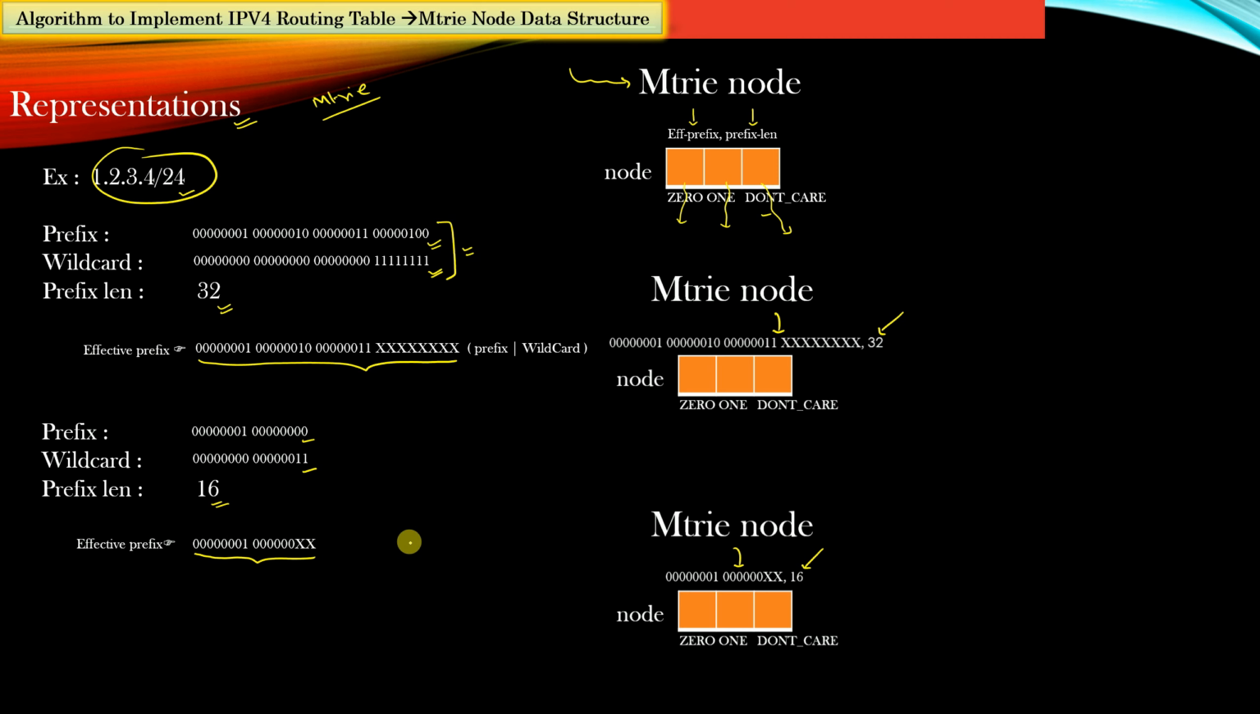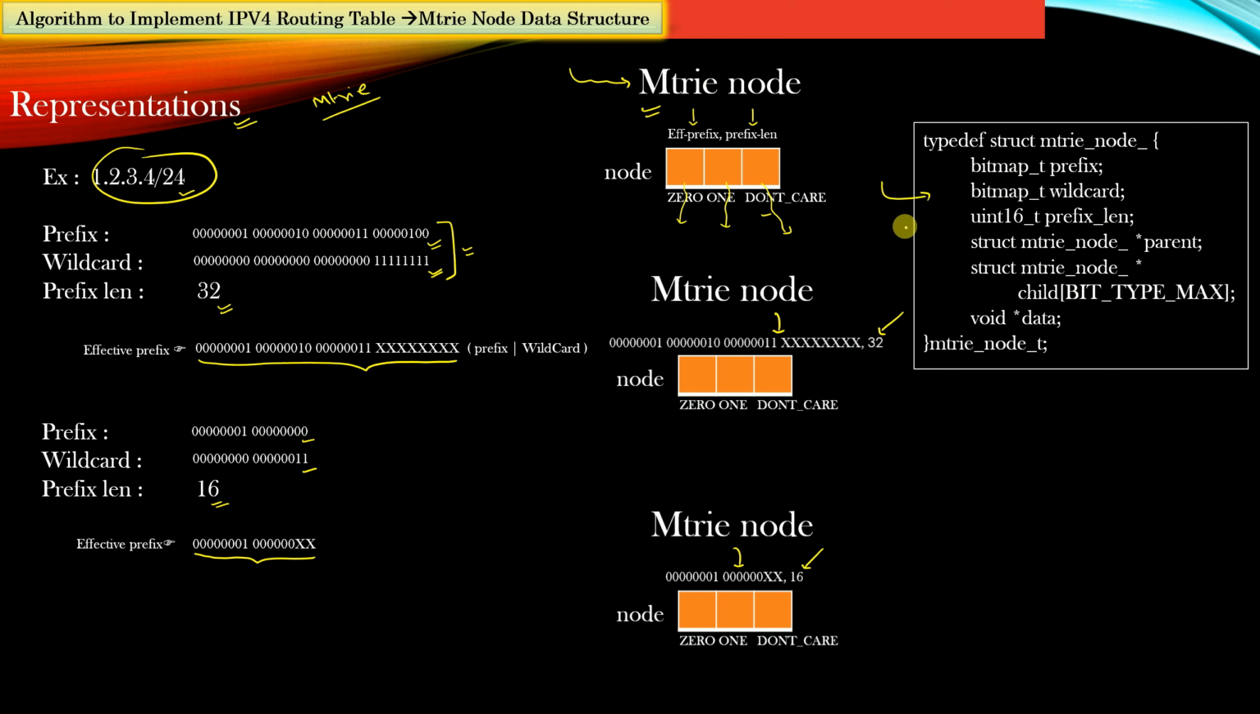Now note that each mtry node may store a part of the route or the entire route altogether. There is no restriction. So now if I were to ask you whether you can write a data structure definition which represents an mtry node optimized for storing routes, you would say that this is such a data structure. As I said, each mtry node is going to store the effective prefix, and effective prefix is stored as a combination of prefix and wildcard. Therefore you would need two bitmaps in order to store prefix and wildcard separately, but together they represent an effective prefix.